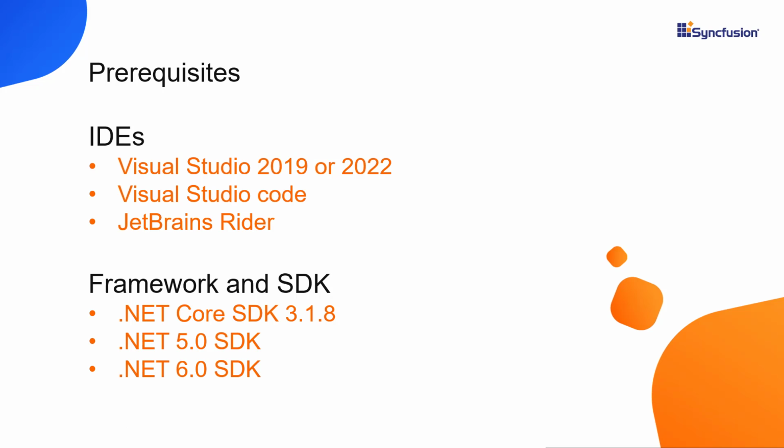A Blazor application can be created using Visual Studio 2019 or 2022, Visual Studio Code, or JetBrains Rider. Here, I'll show you how to create a Blazor WebAssembly application using Visual Studio 2022. Make sure that you have installed one of the .NET SDKs supported by your VS version on your machine.